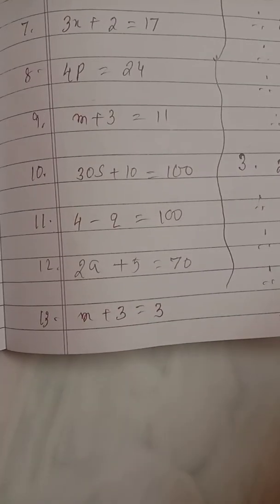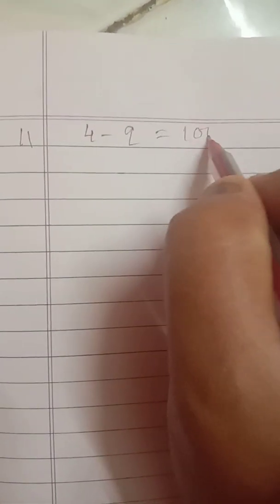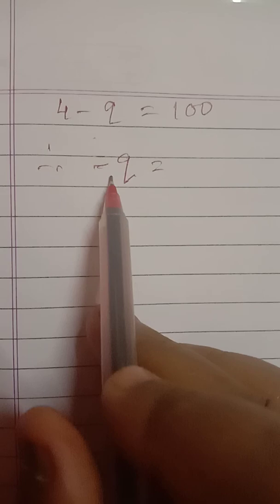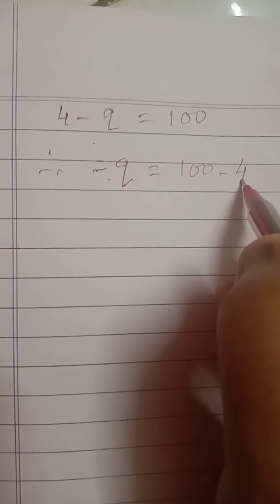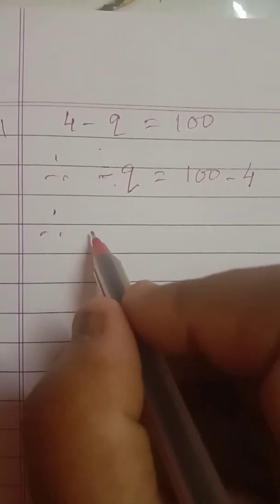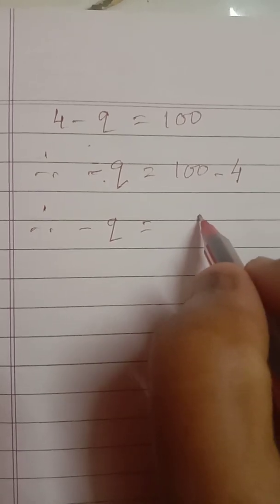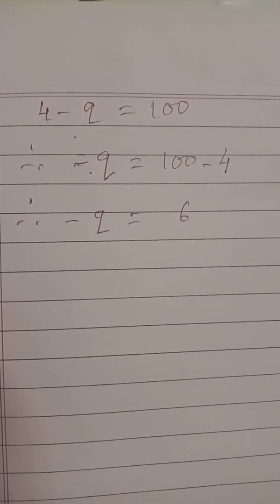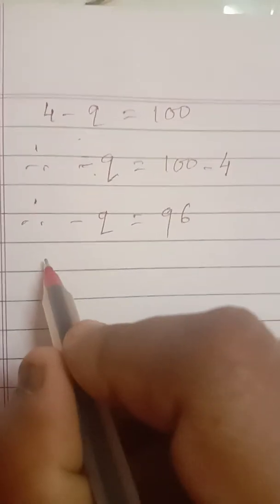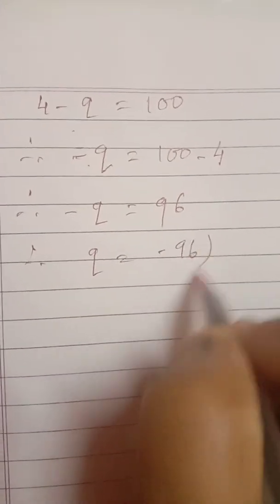Question number 11. 4 minus q equal to 100. Now here it is minus q. Before q a minus sign is there. So minus q equal to 100 minus 4. So minus q equal to 96, or q equal to minus 96.